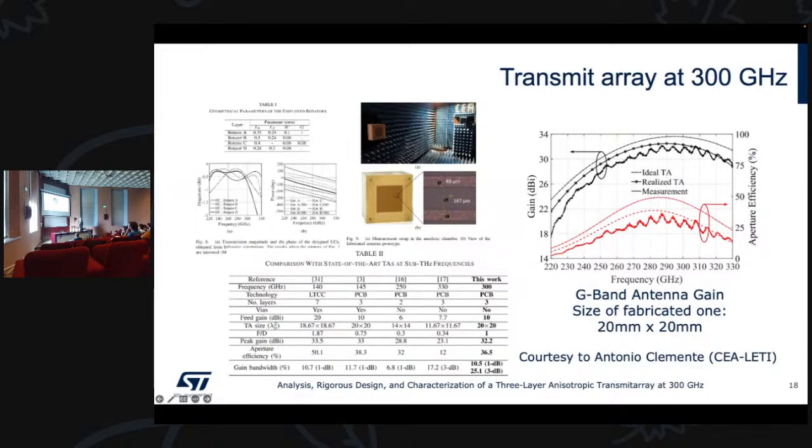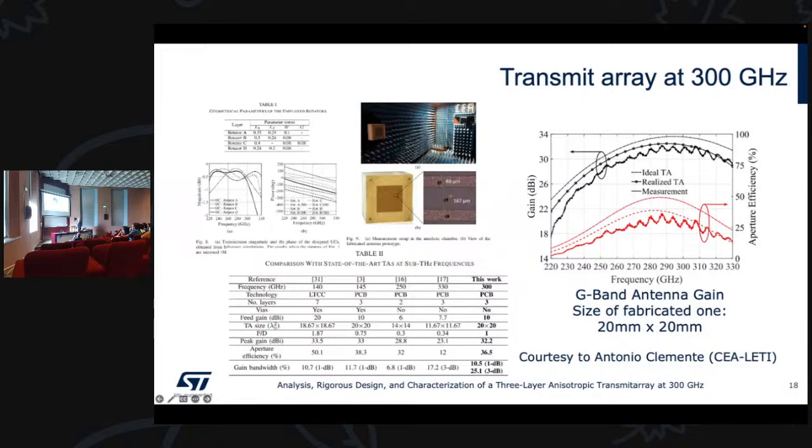Another approach, for instance, this one from Leti. Here, they have done an antenna array at 300 gigahertz. You can see that the antenna array is about 20 millimeter by 20 millimeter in size at 300 gigahertz. Each antenna, if you look at the smaller graph, is around 250 micron by 250 micron.